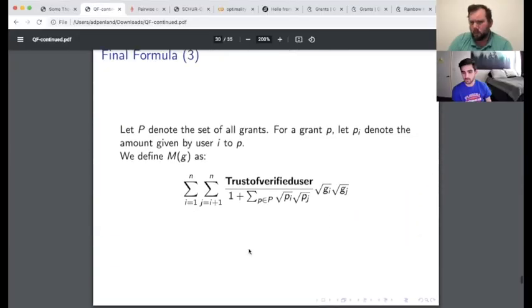There's a bit more to it than that in terms of the actual software implementation, but mathematically, that's the idea. We have a function that takes as input the donations of each user to each grant and then calculates their matching funds based on this formula. So that's a good place to stop and see if there are any questions about what I have said so far.